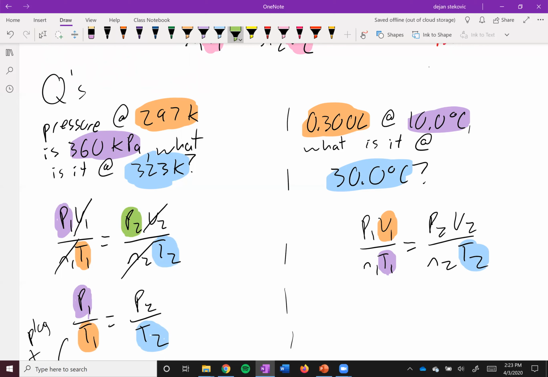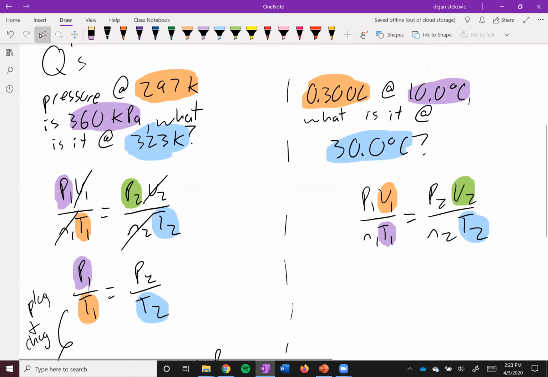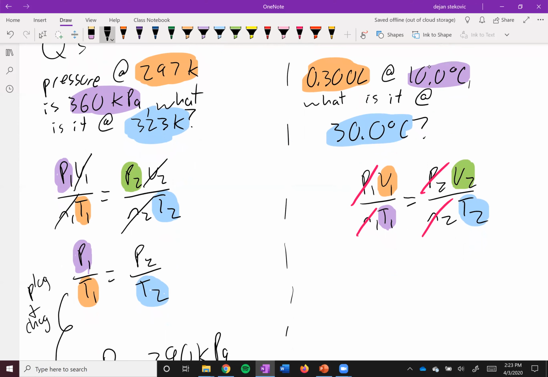And then what do we want? Well, it gives us the volume, and then it's later on asking us what's the volume. So we want the volume. What do we do with the rest of the stuff? We basically assume that it cancels out, and so all this stuff just gets deleted out of here. It's constant in both cases, so it cancels each other out. And then what you're left with is V1 over T1 equals V2 over T2.